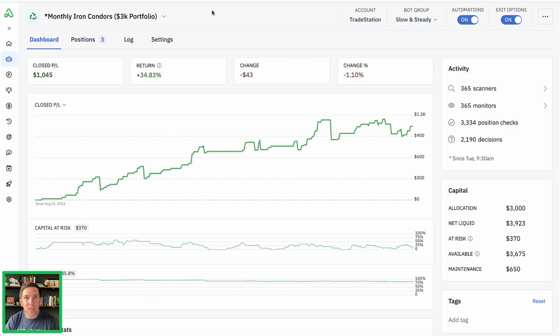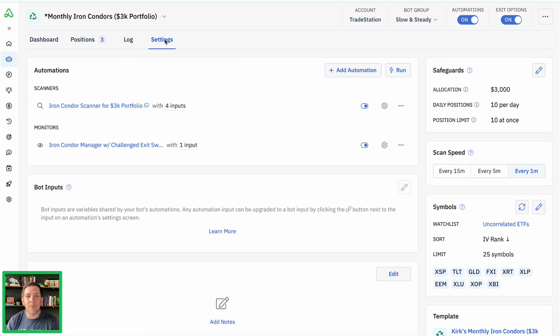I'll go through 2 of these so you can see these. This template is actually already in the community. We'll put a link to it in the video below. You can clone this template, use it as your own, make modifications, changes, etc. But this is a monthly iron condor template. And basically what this bot template does, and it's set up to run live right now for me and it has been running, is it goes through a set of decisions to find an iron condor trade.